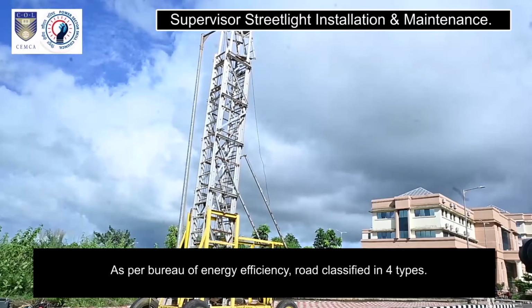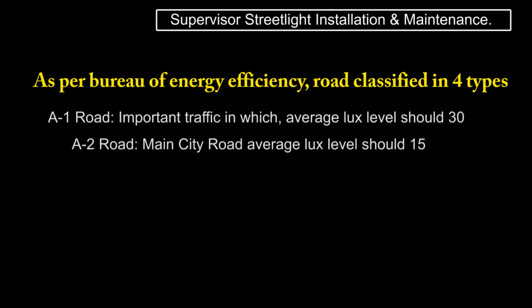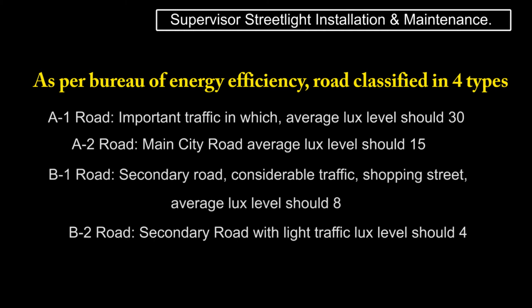As per Bureau of Energy Efficiency, roads are classified in 4 types. A1 road, important traffic, in which average lux level should be 30. A2 road, main city road, average lux level should be 15. B1 road, secondary road, considerable traffic, shopping street, average lux level should be 8. B2 road, secondary road with light traffic, lux level should be 4.